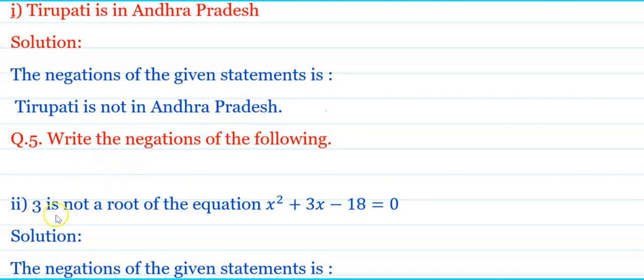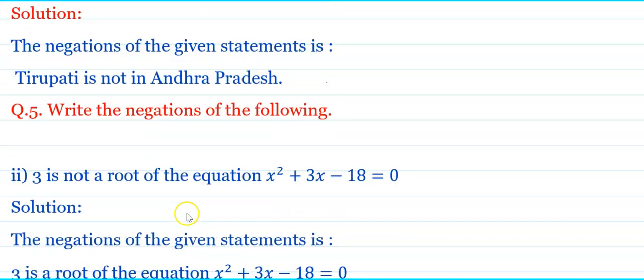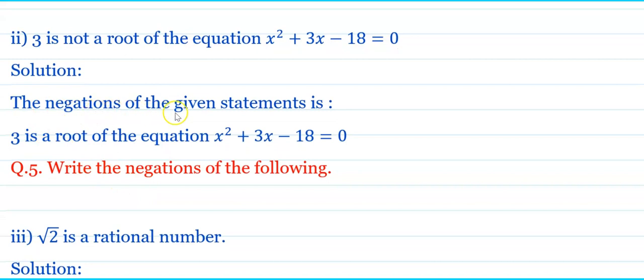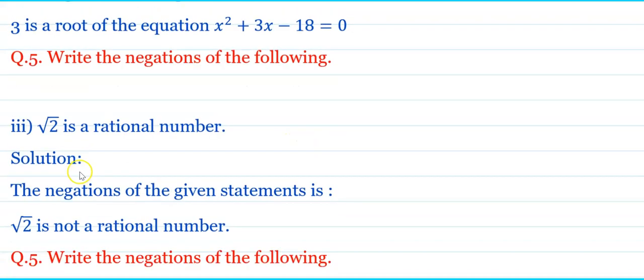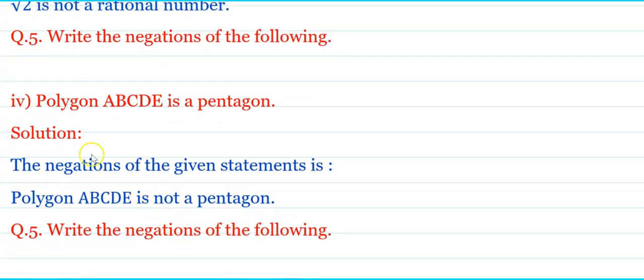Now, second one: 3 is not a root of the equation x square plus 3x minus 18 equals 0. The negation of the given statement is 3 is a root of the given equation x square plus 3x minus 18 equals 0. Now the next is root 2 is a rational number. Negation of the given statement is root 2 is not a rational number.